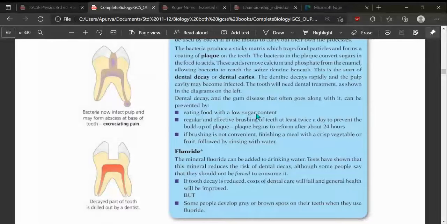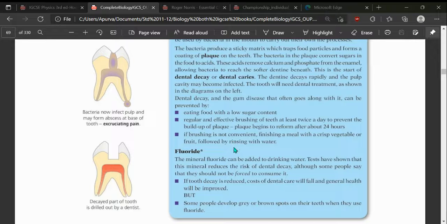Dental decay and the gum diseases that often go along with it can be prevented by eating food with a lower sugar content, and regular and effective brushing at least twice a day to prevent the buildup of plaque. Plaque begins to reform after about 24 hours. So you may not actually find plaque if you brush properly.